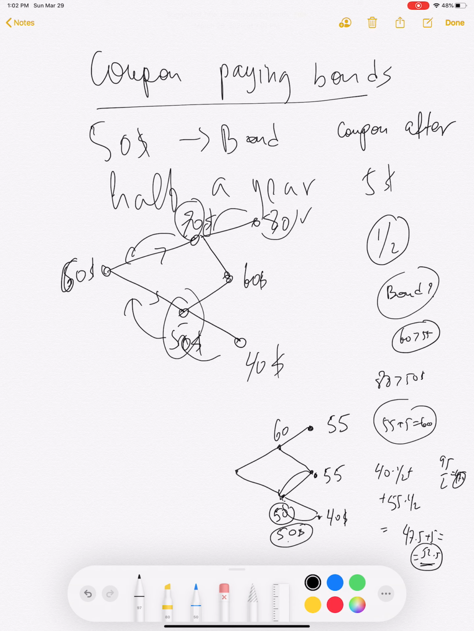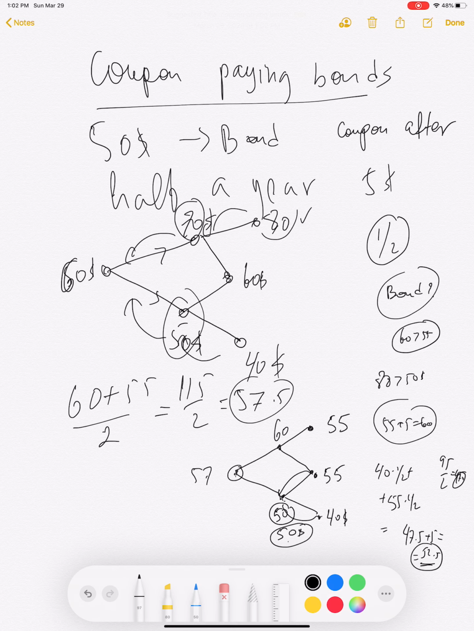Now at the beginning you don't pay any coupon. So this is going to be 60 here, plus 55, divided by 2. So overall it's going to be 115 divided by 2. So this is going to be 57.5. So in this case, the value of the bond is 57.5. So you would buy this bond for 57.5, and then you have the good state of the world and the bad state of the world. Let's do another example.